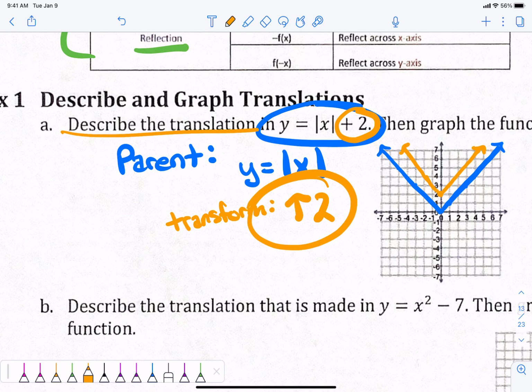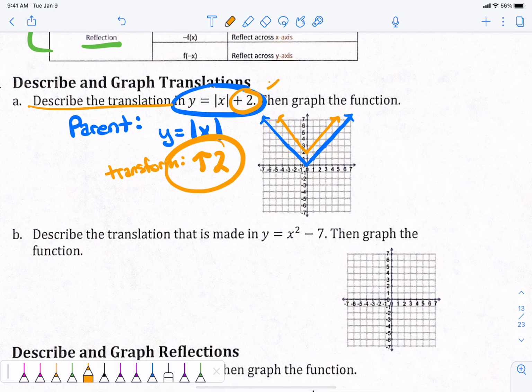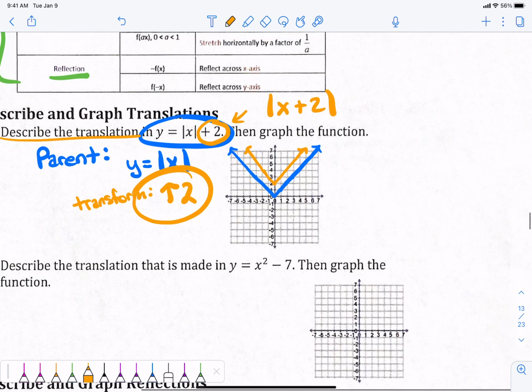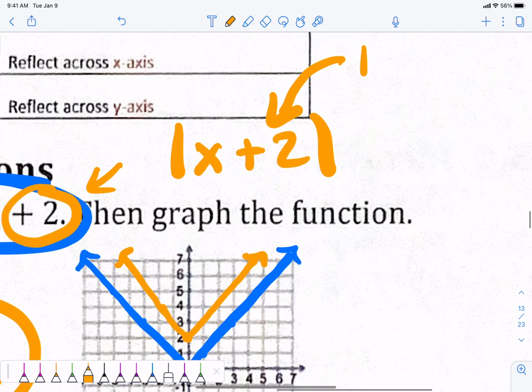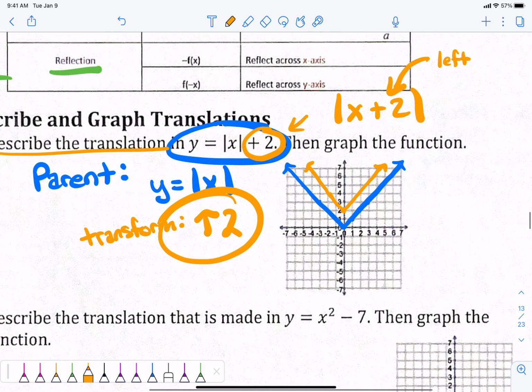Why do you go up and not to the right or to the left? Right or left would be absolute value of x plus 2 with the 2 inside of the absolute value. That's like inside parentheses. This would actually be to the left, because it's the opposite direction of what you think. For it to move left and right, it has to be inside of the function. Okay?